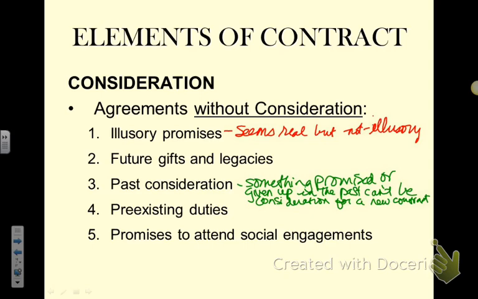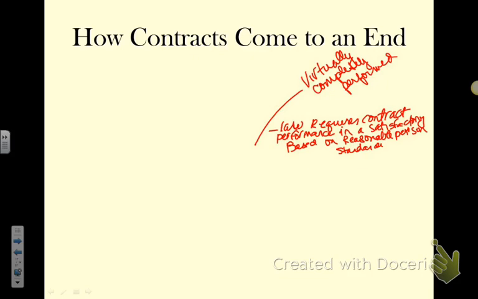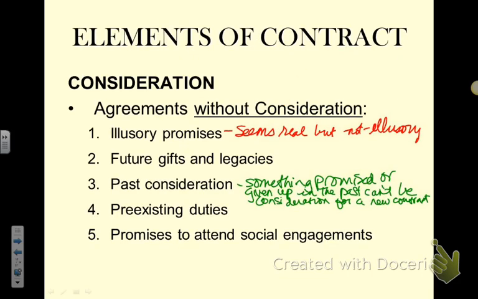Yes? What's the writing for past consideration? It says something promised or given up in the past can't be consideration for a new contract. And then we already talked about promises to attend social engagements. You can't require somebody to follow through on that.